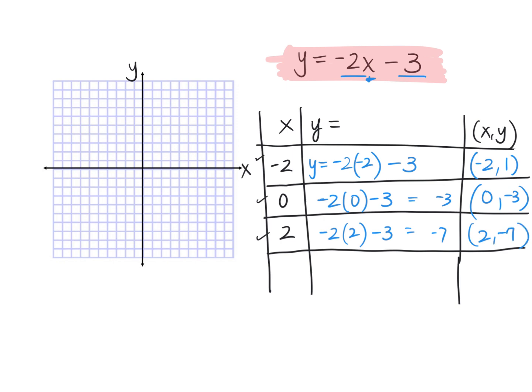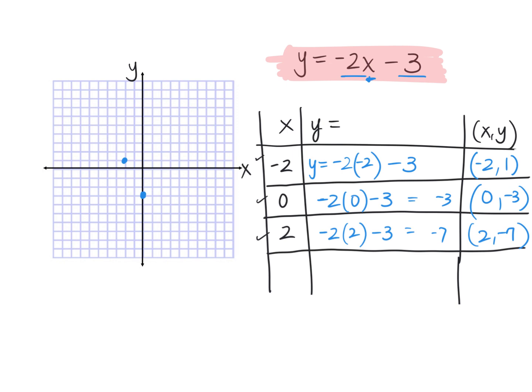Now, you can always choose more than 3 points. Since it's the first time, you could choose 5, but for time's sake, I'm just going to choose 3. So now I'm going to plot those 3 points. So I'm going to go -2 comma 1, 0 comma -3, and then 2 comma -7.